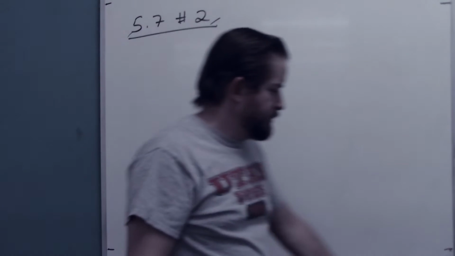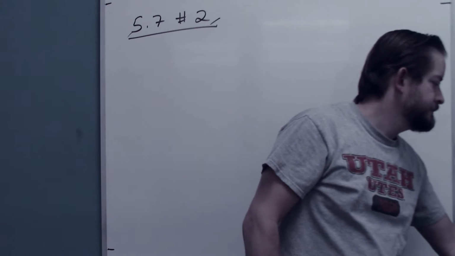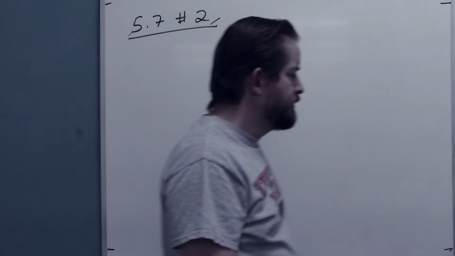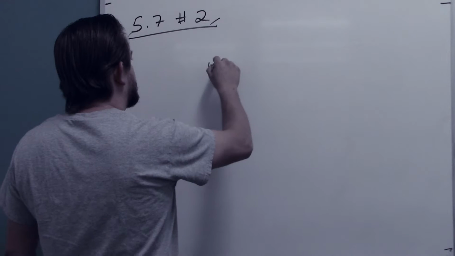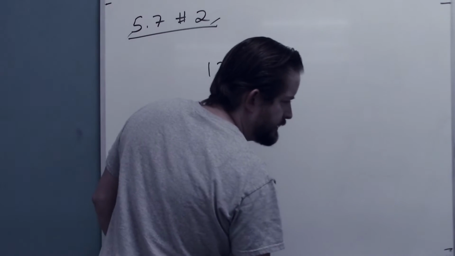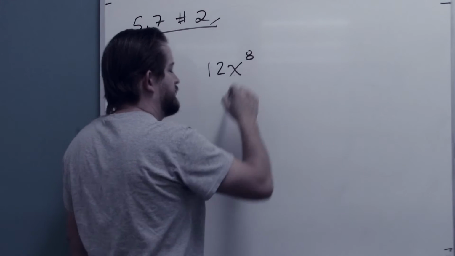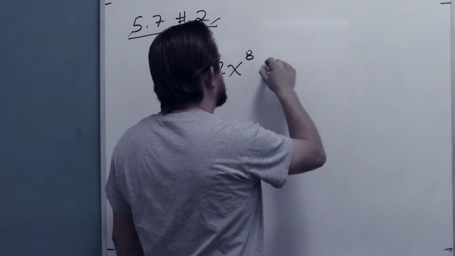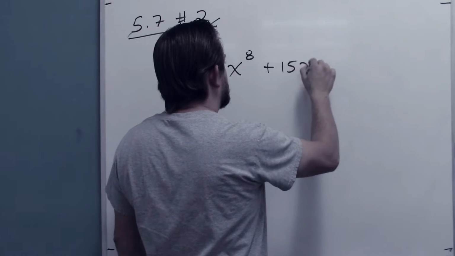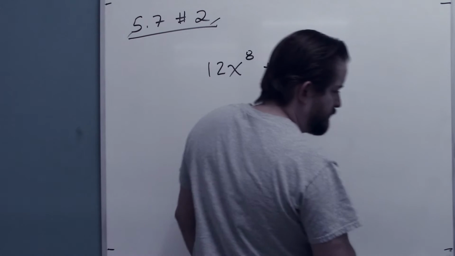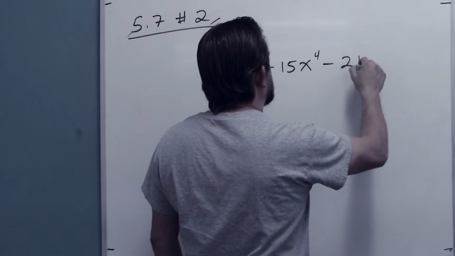Number 2 says: factor the greatest common factor, and then it gives us 12x to the 8th plus 15x to the 4th minus 21x squared.